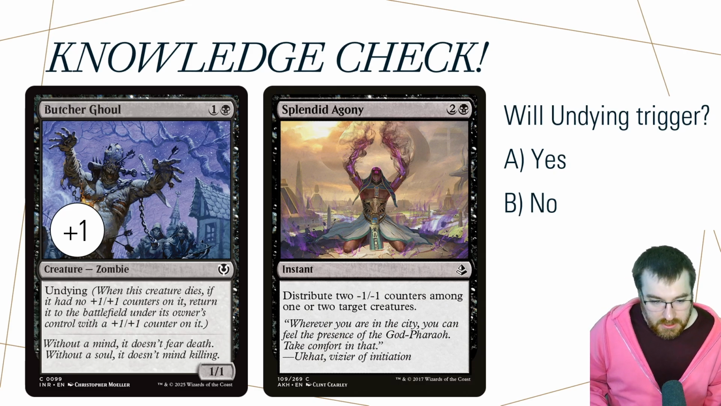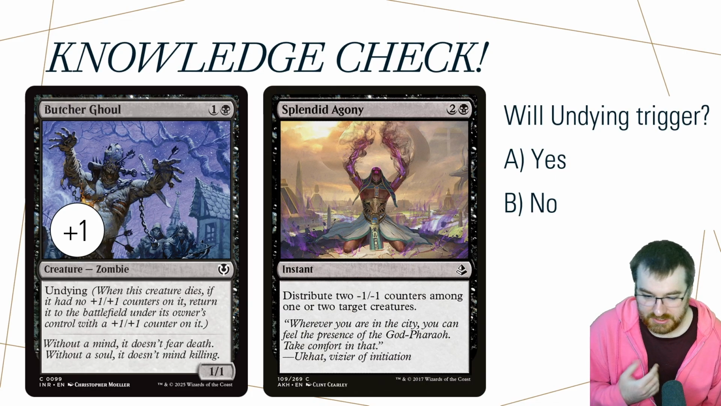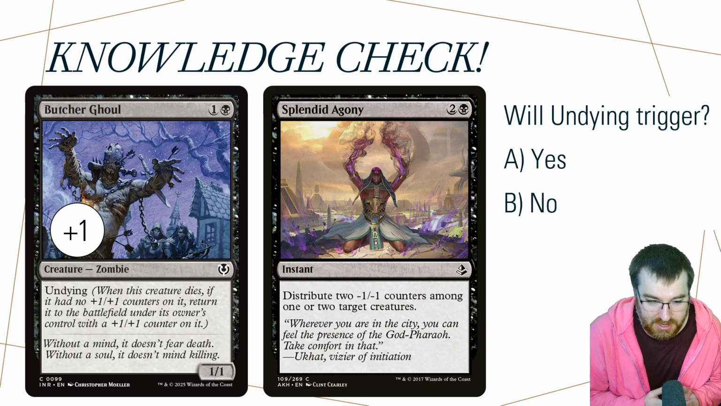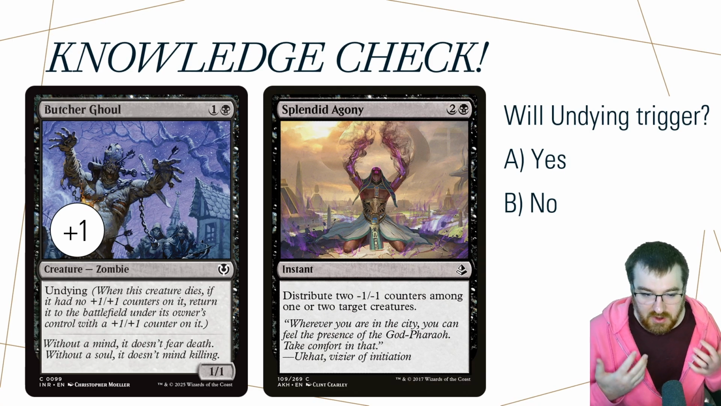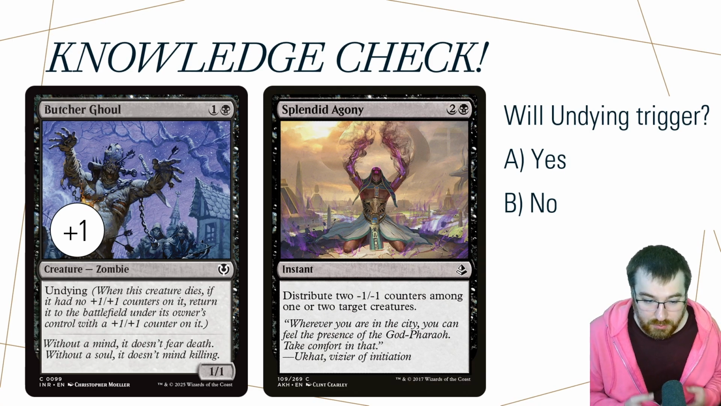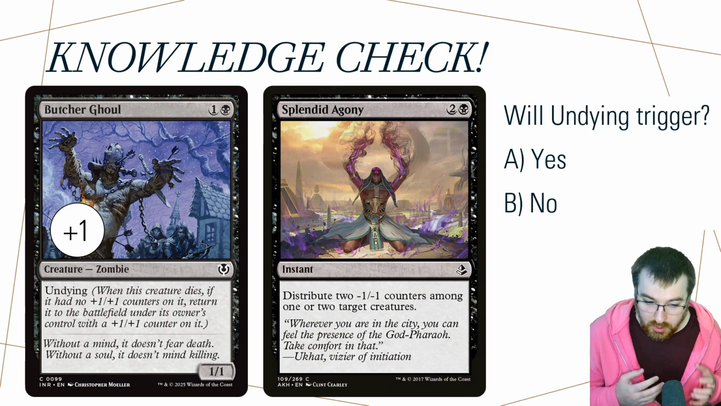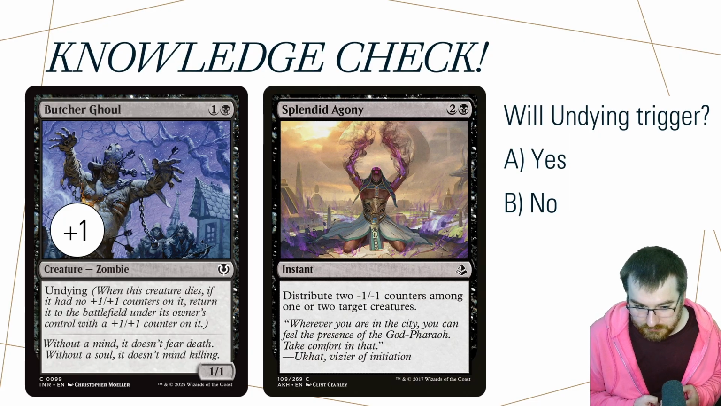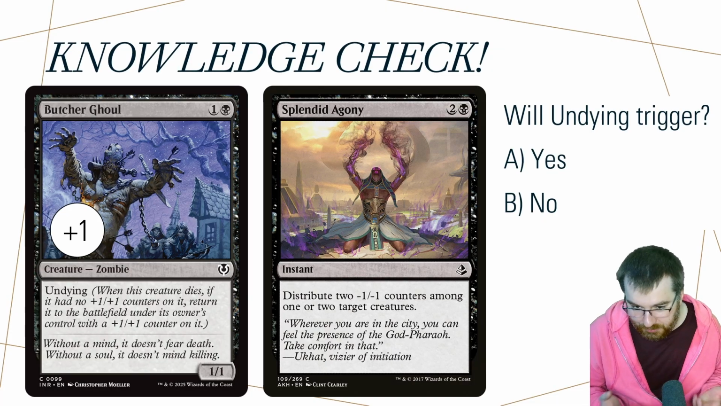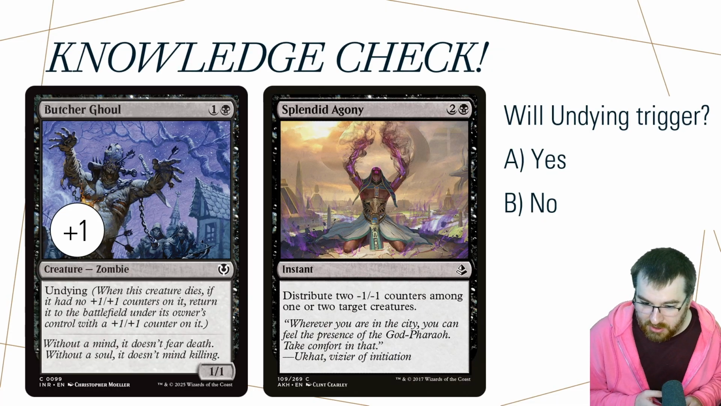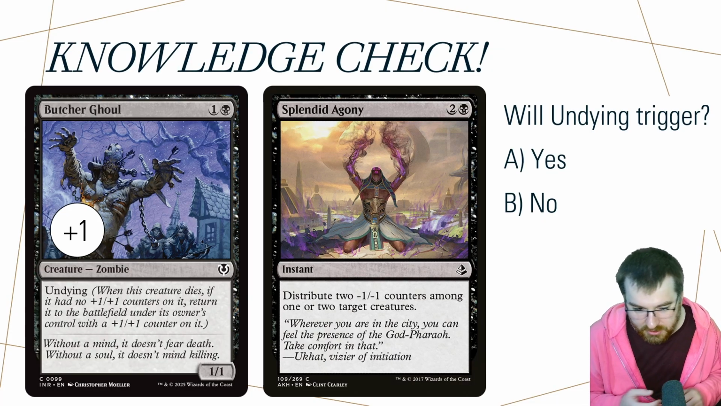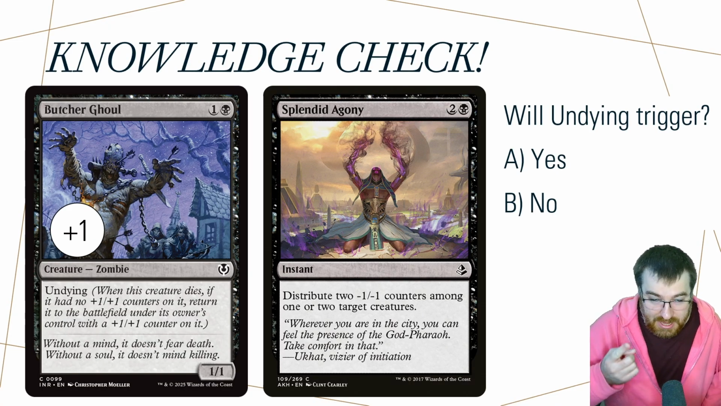So in this one, you control a Butcher Ghoul, and it has a +1/+1 counter on it. Butcher Ghoul is a 1/1 creature with Undying. If you're not familiar, Undying is a triggered ability that says when this creature dies, if it had no +1/+1 counters on it, return it to the battlefield under its owner's control with a +1/+1 counter on it. Now, in this example, your Butcher Ghoul already has a +1/+1 counter on it, so maybe it's already died and come back, whatever. But importantly, I am still mad about what you did to my Merfolk.